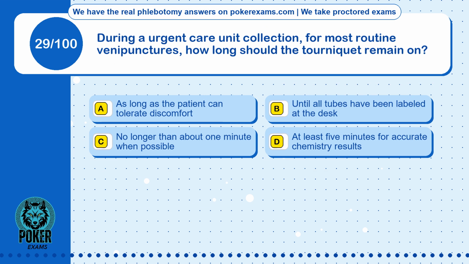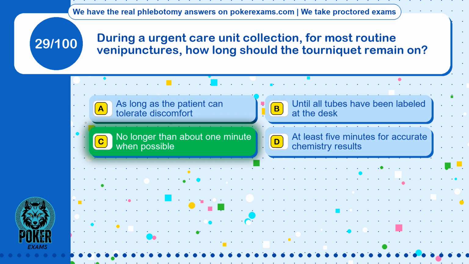Question 29. During an urgent care unit collection, for most routine venipunctures, how long should the tourniquet remain on? Option A, as long as the patient can tolerate discomfort. Option B, until all tubes have been labeled at the desk. Option C, no longer than about 1 minute when possible. Option D, at least 5 minutes for accurate chemistry results.